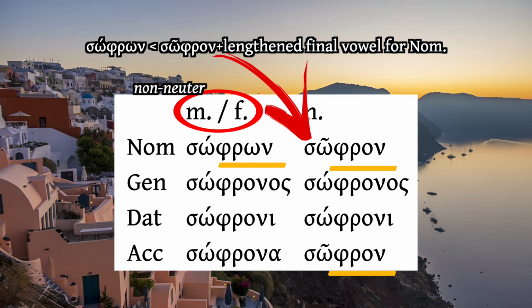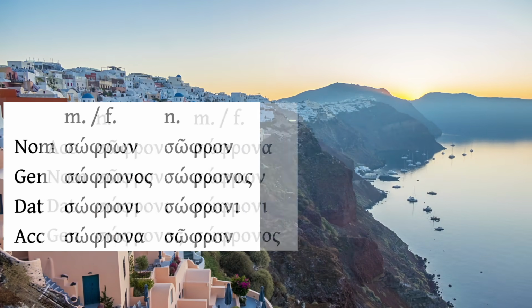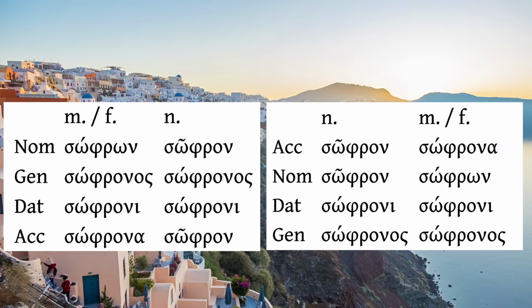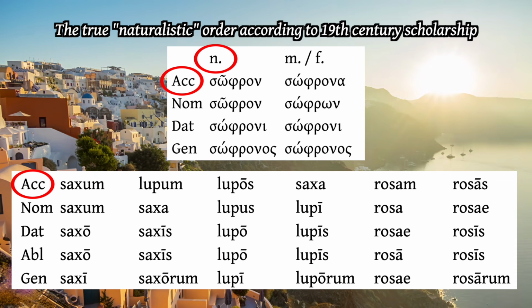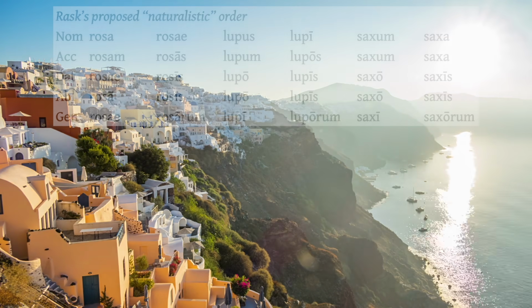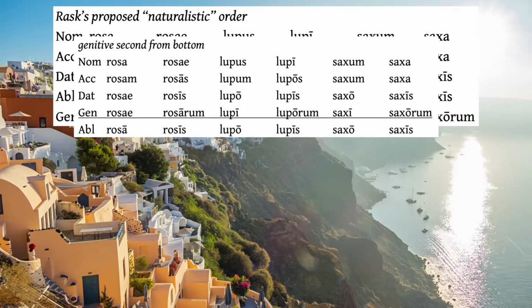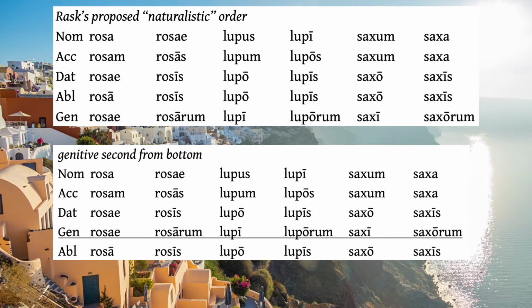Some in the 19th century actually took Rask's principles to this extreme, and thus we would expect these paradigms. Here's what those Latin paradigms look like with this supposedly very naturalistic sequence. This order of the cases doesn't appear to have ever caught on, but it hasn't stopped others in the 19th and 20th centuries from proposing other syncretic orders. Here are some of them.